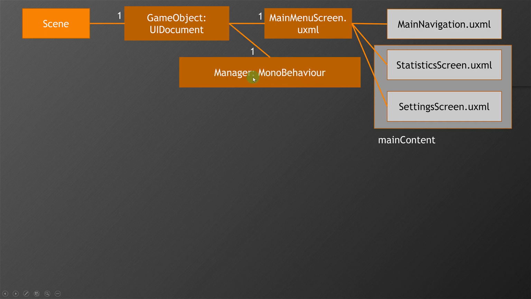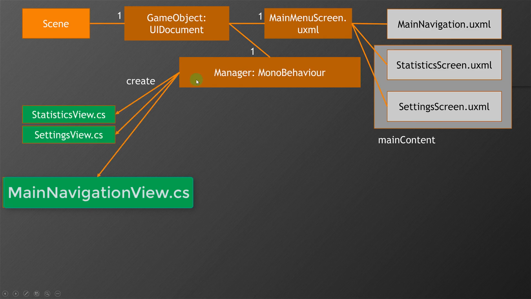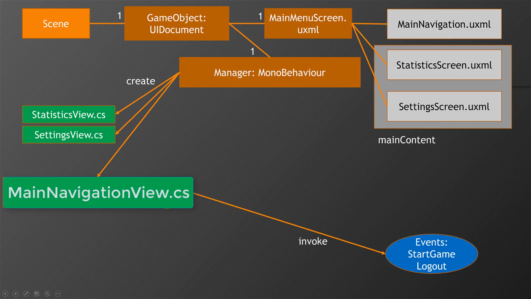Then we add a manager script component to this game object of type MonoBehaviour. This manager creates view classes related to these UXML files where we implement all the interaction. And the same we do for the main menu view. The main menu view basically invokes the events start game and logout, and the manager class listens to these events and does the navigation to another scene.